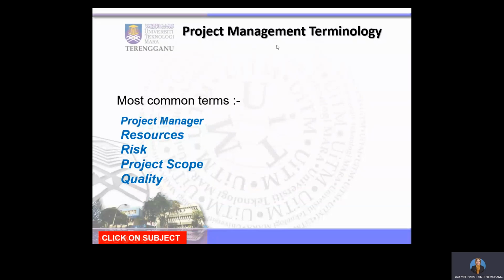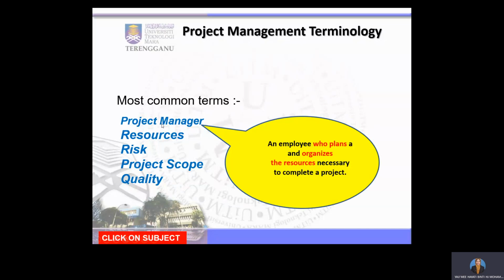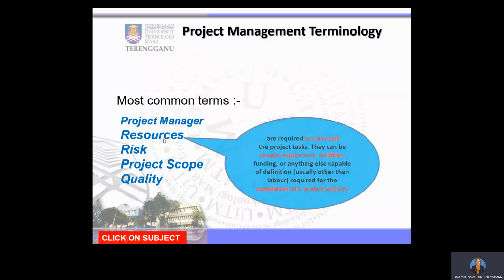Project management terminology. First of all, you need to know what a project manager is. A project manager is an employee who plans and organizes the resources necessary to complete the project, like a leader. Resources are required to carry out the project tasks, such as people, equipment, facilities, funding, or anything else required for completion of a project activity.